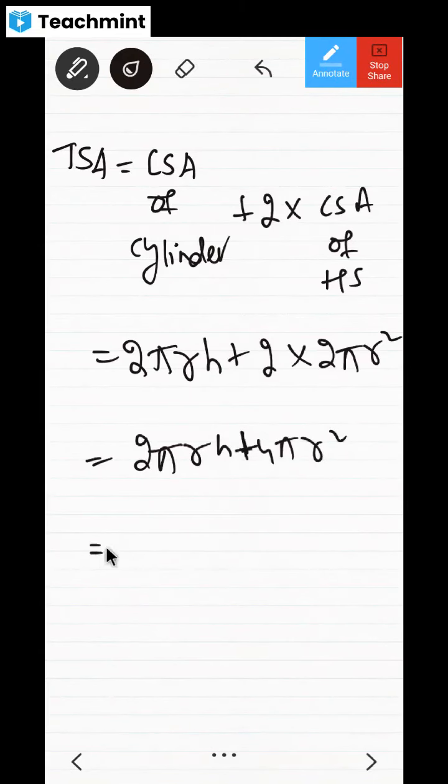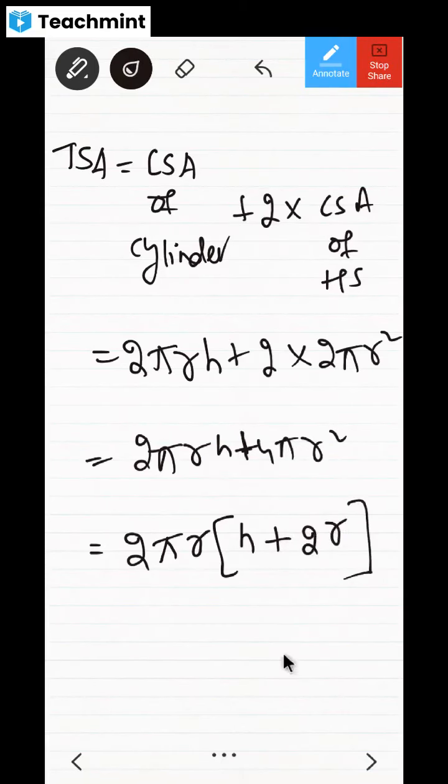Now in this, what can you take common? 2 you can take common, pi you can take common, R you can take common. And in the bracket, what remains? H remains, plus another 2 remains, then R remains. Is it clear? Whatever I have written here, is it correct? Okay. Then substitute all the values. I want to substitute them on the next page so that it becomes easy for me.